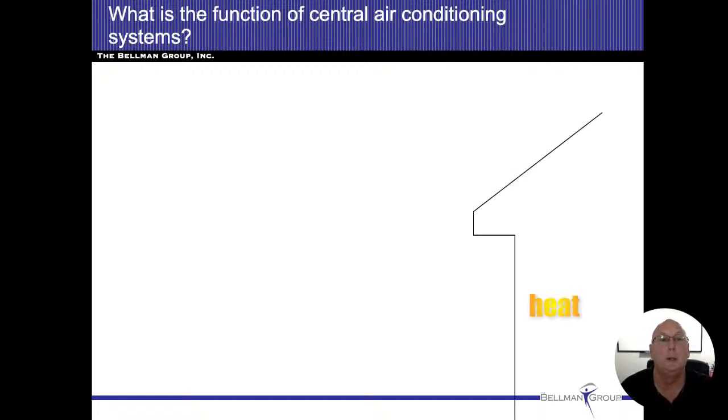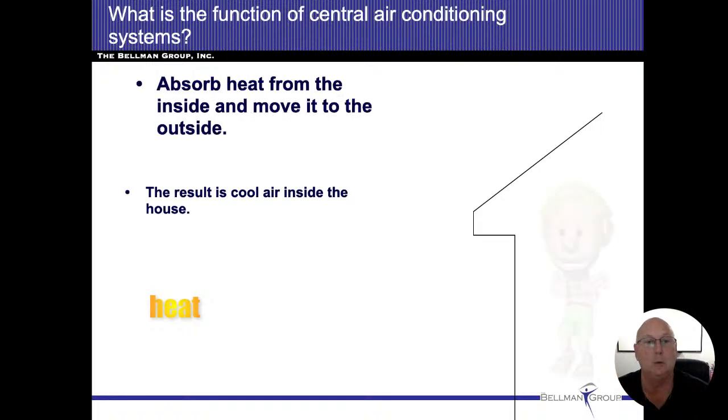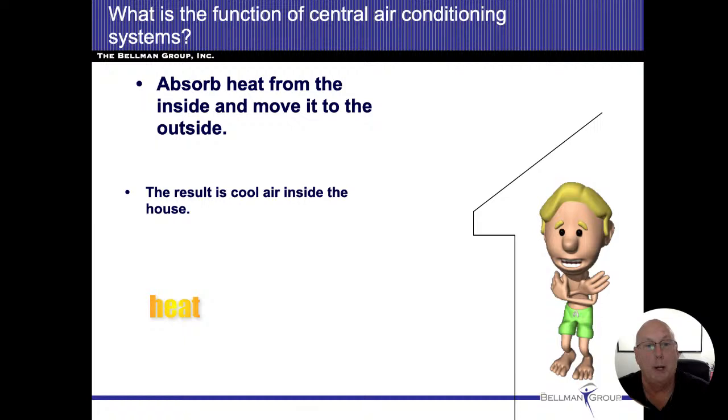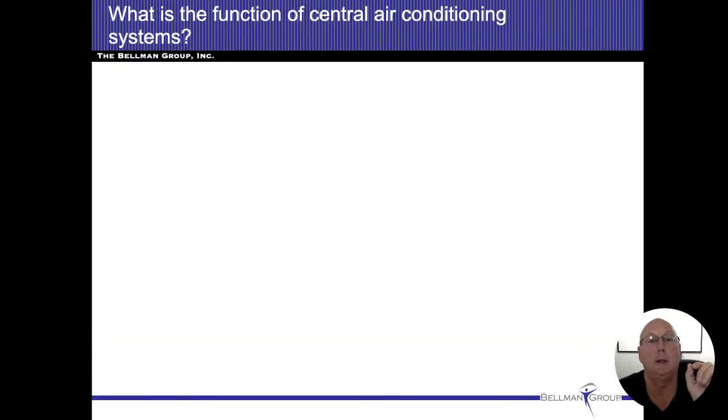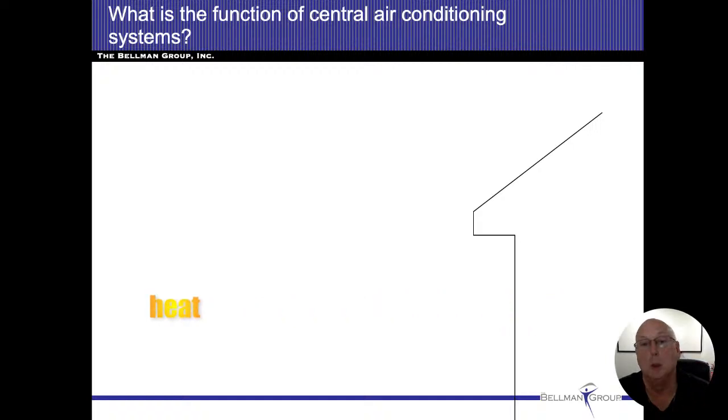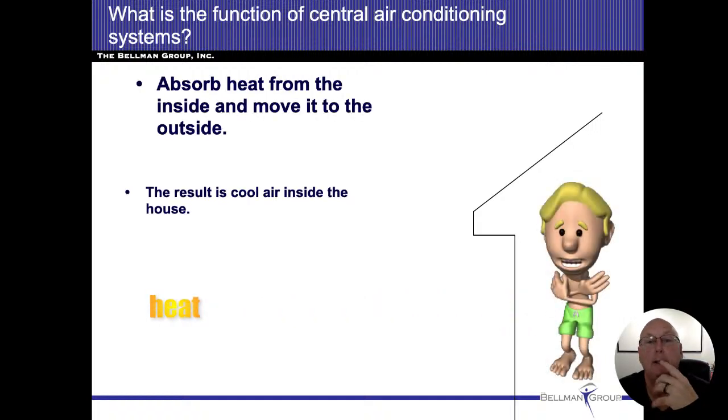All right. So a lot of what happens with air conditioning, the main goal is we want to absorb the heat from inside the house, and then we want to move that heat to the outside of the house. The result of that is we feel cool inside the house. All right. So how do we do that? We have to do a little bit of science.